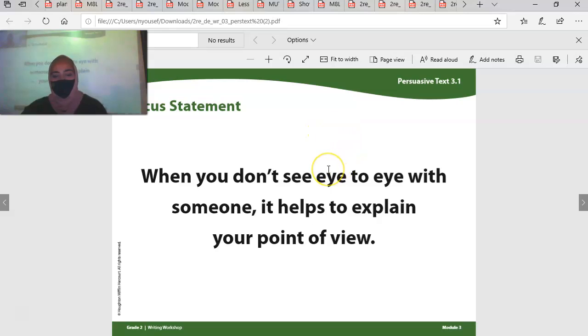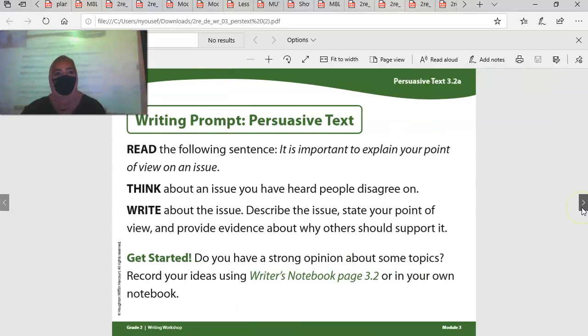When you don't see eye to eye with someone, it helps to explain your point of view. What do they mean by seeing eye to eye? Are you literally looking at each other in the eyes? No, when you don't see eye to eye with someone, that means you don't what? Good. Good job, Leia. It means you don't agree with that person. So if you don't agree with someone, it helps to explain your point of view. Maybe if you explain your point of view, they can change their mind, right?